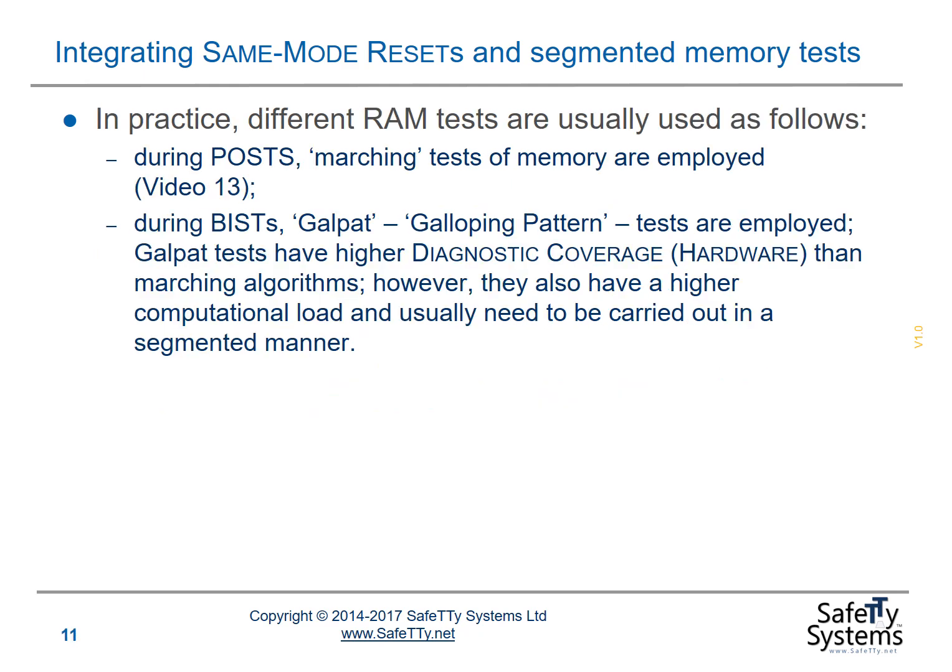In practice, the situation is slightly more complicated. In practice, different RAM tests are usually used during power-on self-tests and during built-in self-tests. During POSTs, we usually perform a marching test on memory, as we discussed in video 13. During BISTs, we usually perform a GALPAT type test, a galloping pattern test.